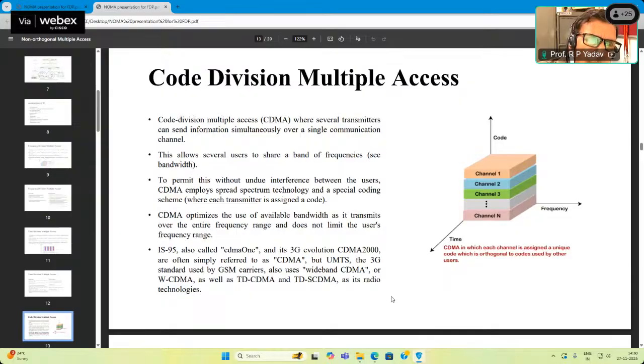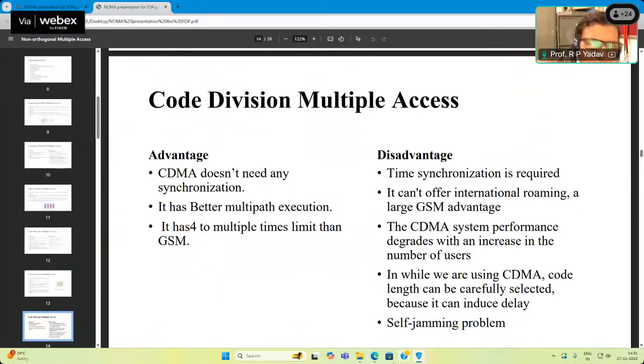This optimizes the use of available bandwidth as it transmits over the entire frequency range and does not limit the user's frequency range. So that means the whole spectrum is available to every user. IS-95, also called CDMA1, and its 3G evolution CDMA2000 are often simply referred to as CDMA, but the UMTS 3G standards used by GSM carriers also use wideband CDMA, as well as TD-CDMA and TD-SCDMA as radio technologies, and it's being widely used. In fact, these kinds of systems are still in application.